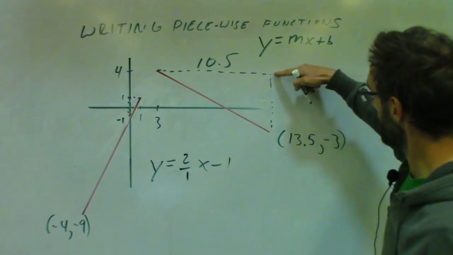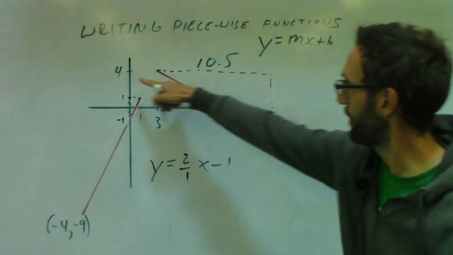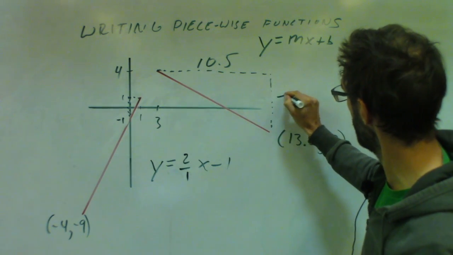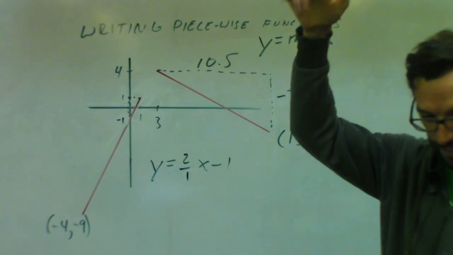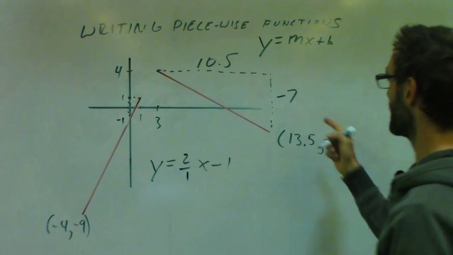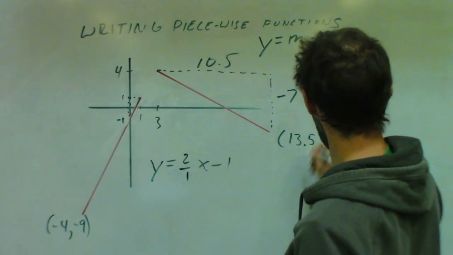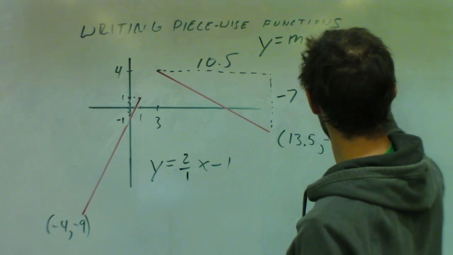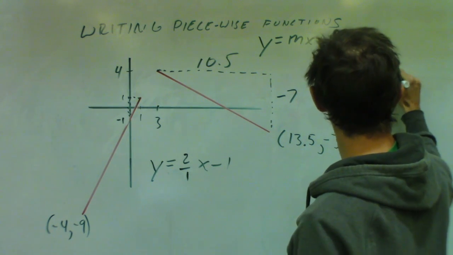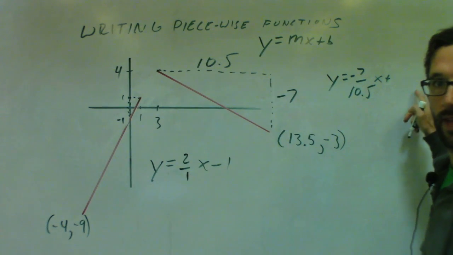That's great. How much does it go down? Well, from here at 4, it goes down to -3. That means this has a length of 7. In this case, it's -7 because you're going down. So the slope is y equals -7 over 10.5 x plus some number b. We don't know what that b is yet.